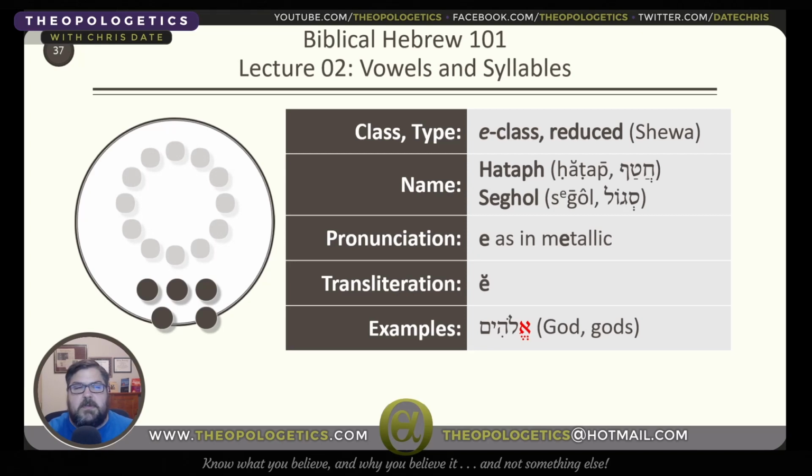And like the other composite shewas, this is transliterated using the letter that the ordinary vowel is transliterated with, in this case an E, but to indicate that it's a composite shewa, a little half bowl rests upon the E. And an example of a word that starts with this composite shewa is Elohim, meaning God or gods.